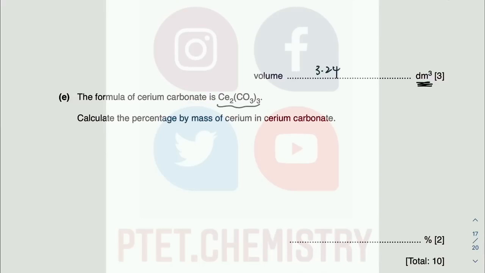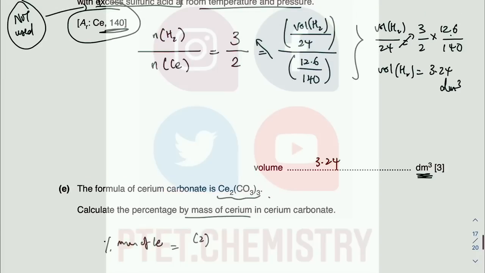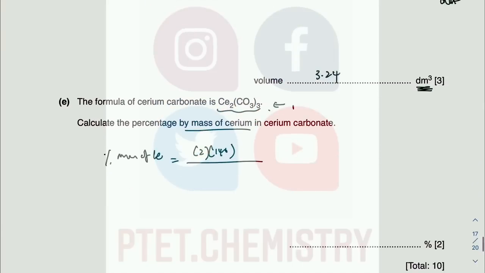Next bit, they say this is the formula of cerium carbonate. They want you to work out the mass of cerium. So the percentage mass of cerium. There's 2 cerium. Each cerium is 140. What is the MR? Oh, I think you better work it out separately. The MR is going to be 140 times 2 plus 3 of them, big bracket, 12 plus 16 times 3 oxygen. So you get 140 times 2 plus 3 times 12 plus 16 times 3.